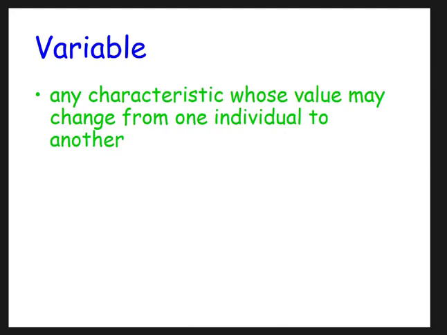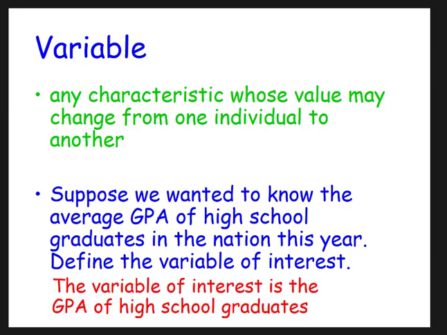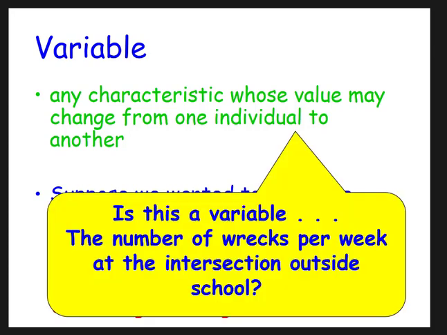So a variable. When we're doing these statistical studies, we are asking a question. Our variable, the random variable, is the answer to that question. A variable is any characteristic whose value may change from one individual to the next. Suppose we want to know the average GPA of high school graduates around the nation. Again, define the variable of interest. Well, the variable of interest is the GPA of high school graduates. So is this a variable? The number of recs per week at the intersection outside the school. It would be a variable, but it's not our variable of interest.